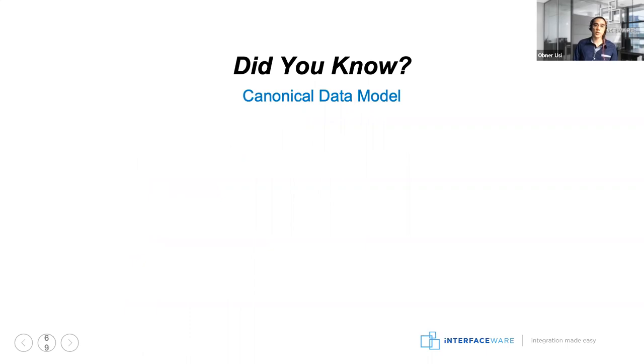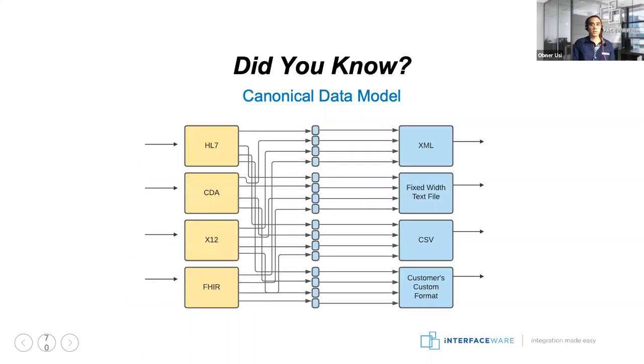the canonical data model. Let's say you have several incoming data types and you need to convert them to an outgoing format. For example, we have HL7, CDA, X12, and FHIR coming in, and they need to be converted into XML, fixed width, CSV, and some custom format. You can see how messy this is and how many channels you would need. It gets even more complicated if you want to add new formats.